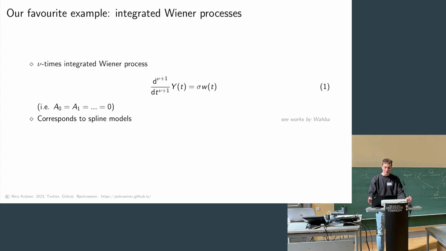But the absolute main selling points of integrated Wiener processes are two. The first one is that it has very few hyperparameters. There's only the sigma, nothing else, which is good because I don't really want to spend too much time tuning hyperparameters at the moment. And the second is that we can implement integrated Wiener processes very efficiently. And this will be one major block that I will talk about later. So it's an amazing prior.